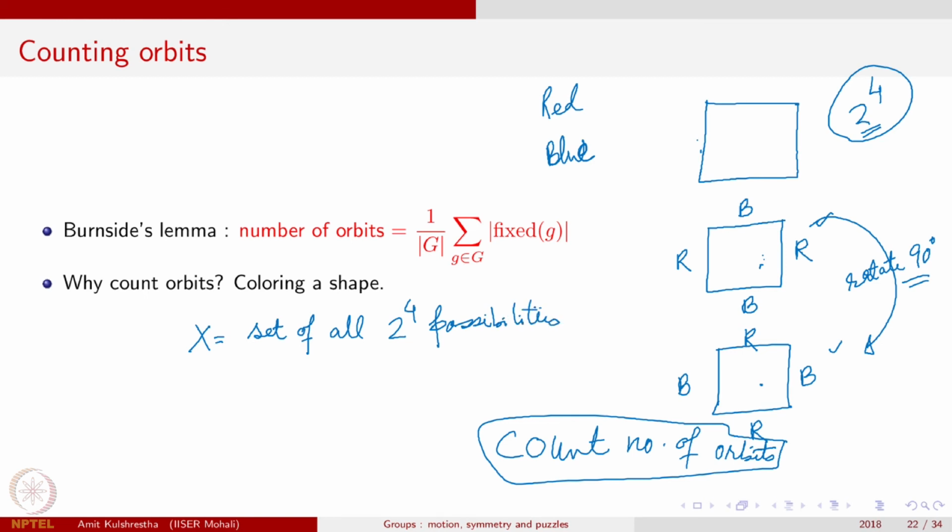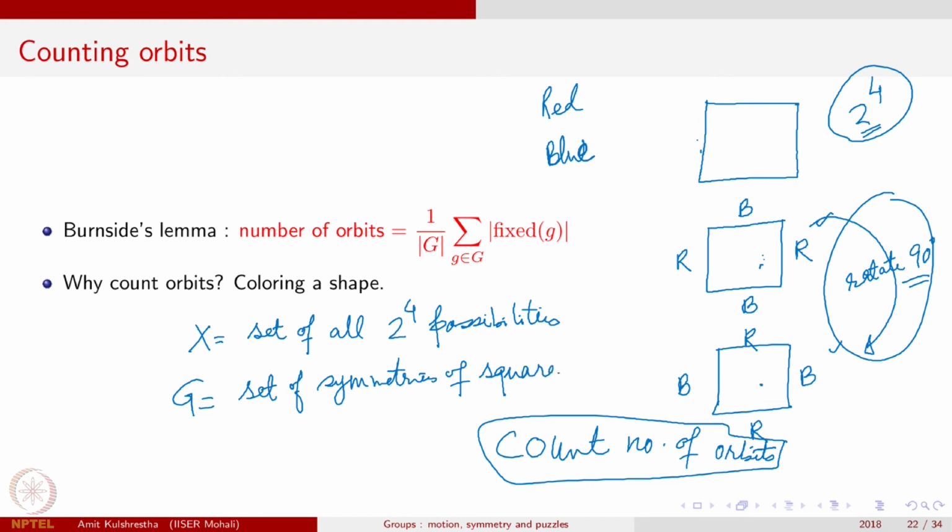And where is the action? Action is this. These are the things which keep the toy looking the same in shape, but probably different in the color configuration. So, what is G? G is the set of symmetries of this object. In this case, this object is a square. So, G is the set of symmetries of the square.